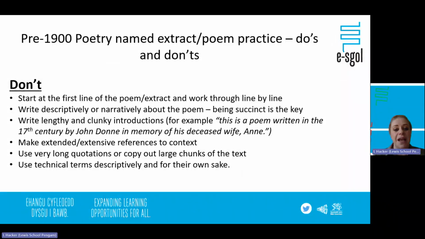Don't write lengthy and clunky introductions. For example, this is a poem written in the 17th century by John Donne in memory of his deceased wife, Anne. That is a very succinct introduction, but do not go on and on. Don't make extended or extensive references to context. Remember, this is AO1 and AO2 only. You are not marked on context at all. Don't use very long quotations or copy out large chunks of the text. Again, you're not going to be given any marks for that at all.